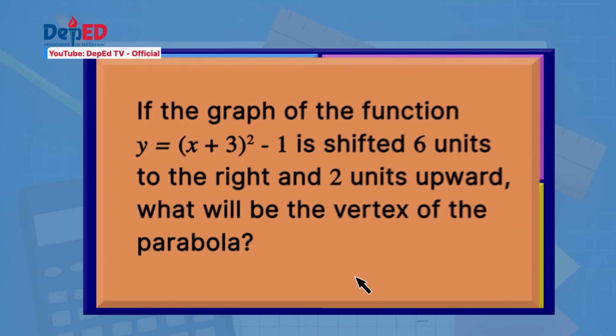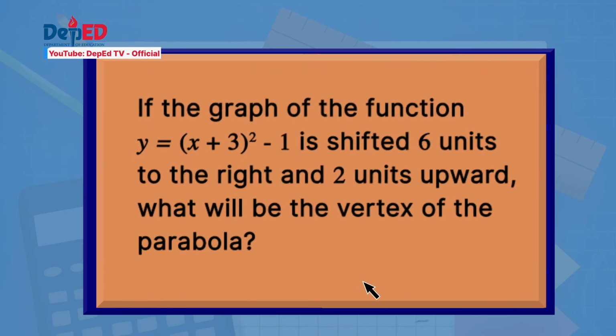If the graph of the function y equals the square of the binomial x plus 3 minus 1 is shifted 6 units to the right and 2 units upward, what will be the vertex of the parabola?